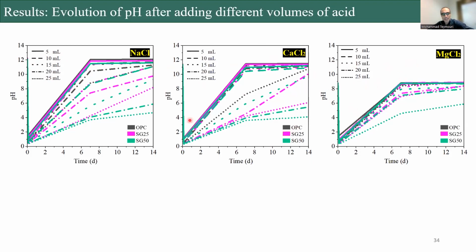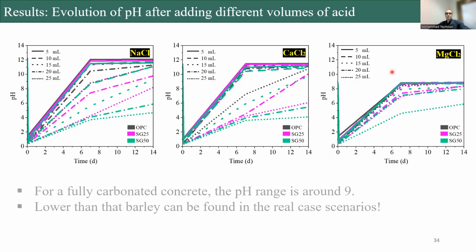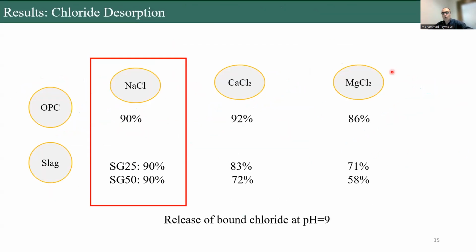And the second observation is that when we add a lot of acid, for example, 25 milliliter, which is not the case in real scenarios, but we wanted to have it as data, you can see that even for a very high volume of acid, the pH went from around 0 to something like 4, or here 6. This is not a real case, because I told you that in the field, we barely have anything lower than 9.